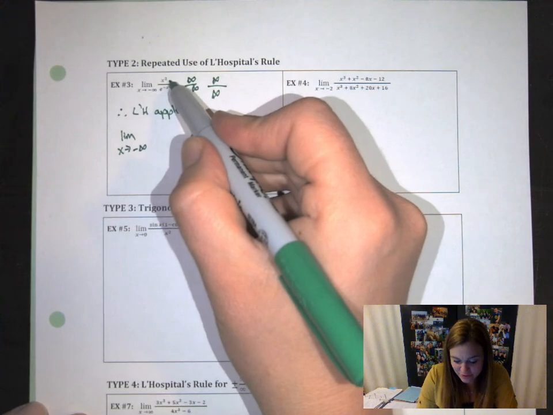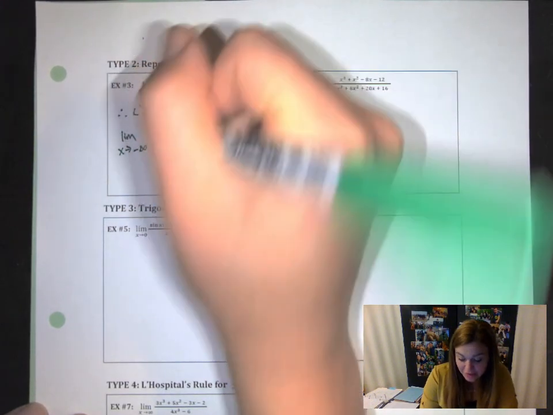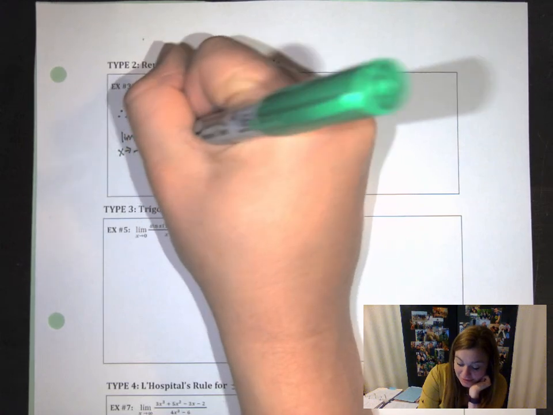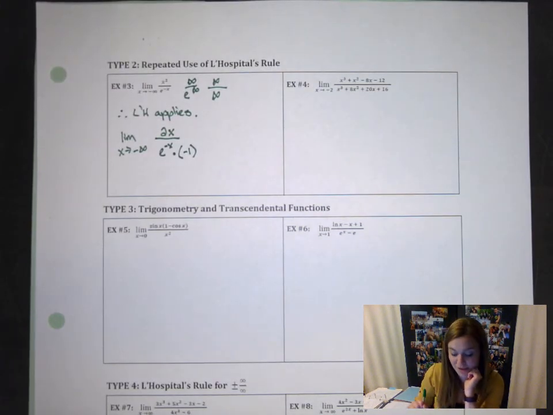And then I take the derivative. So here I'm going to say the derivative of the numerator is 2x. What's the derivative of e to the negative x? E to the anything times the derivative of the anything. Ta-da! Okay, let's try this again.